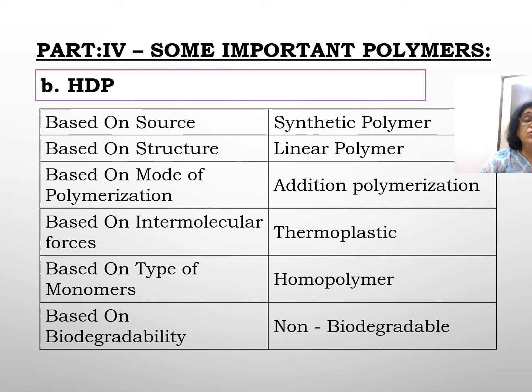Then the categorization of HDP: based on source, it is a synthetic polymer. Based on structure, it is a linear polymer. Based on mode of polymerization, it is addition polymerization. Based on intermolecular forces, it is a thermoplastic. Based on type of monomer, it is a homopolymer. Based on biodegradability, it is a non-biodegradable polymer.